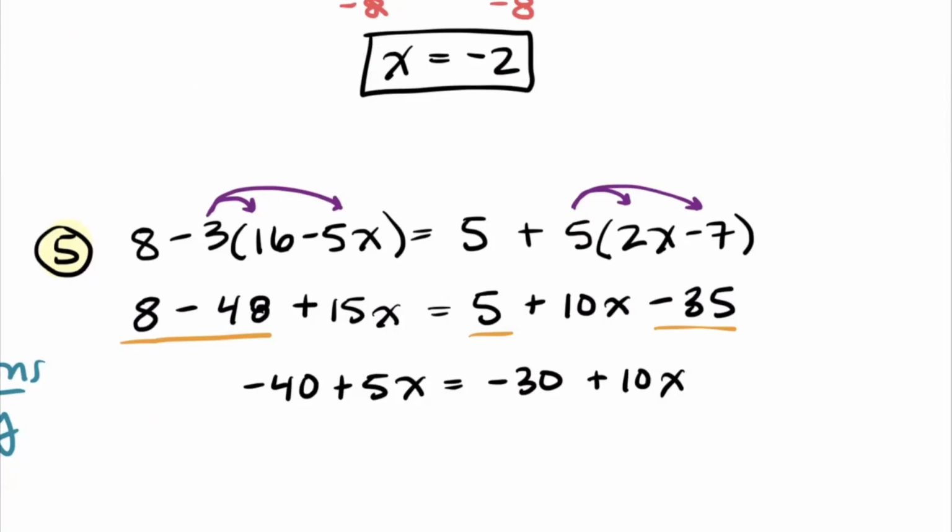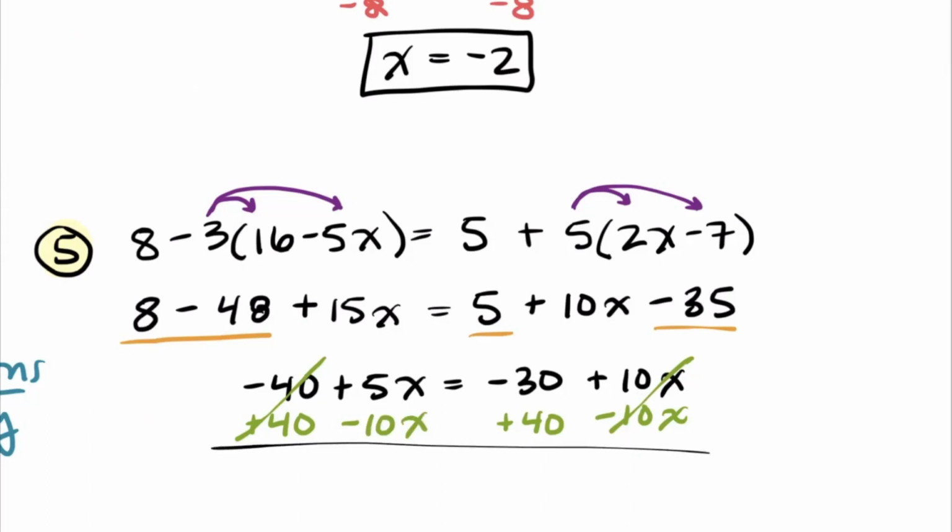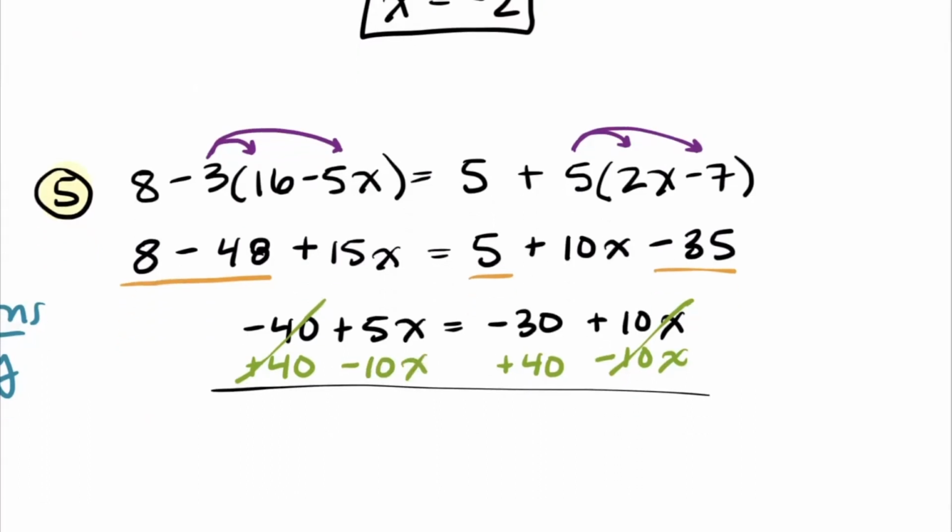But at this point, I want to get the x's on the left and the numbers on the right. So I'm going to bring the 40 over to the right side by adding it so that it goes away on the left. And I'm going to bring the 10x to the left side by subtracting it so it goes away on the right. Then we have 5x minus 10x, which is negative 5x. We've got negative 30 plus 40, which is positive 10.